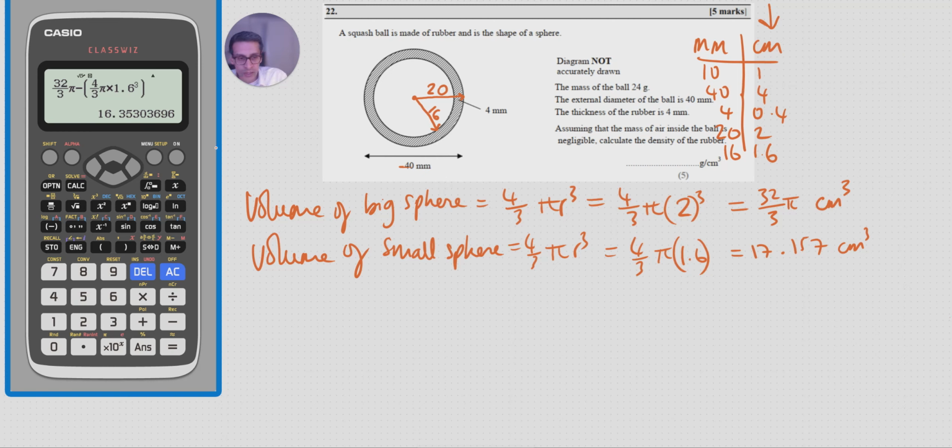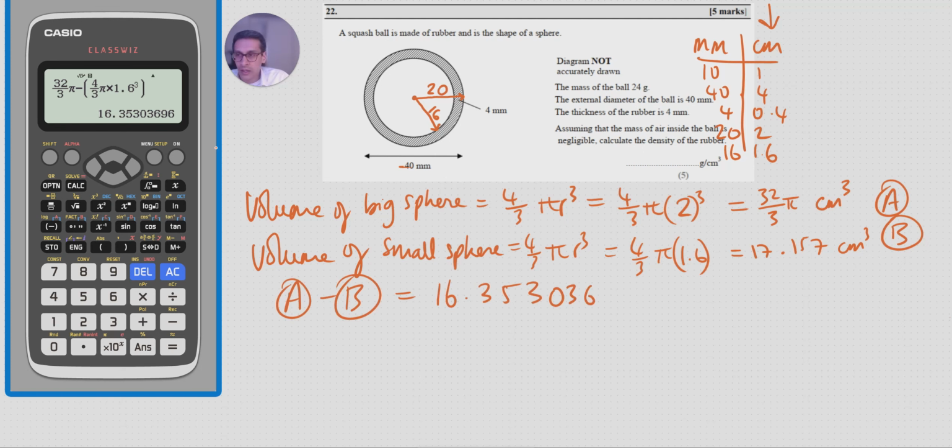So we're going to say this is the large sphere A, B is the small sphere, and what we've done is A take away B. That gives us the grey bit, so that's going to equal 16.35303696. Now you might feel like I'm copying too many digits, but it's important. We don't want to round too much because we will lose accuracy. So we now have the volume of the grey bit.